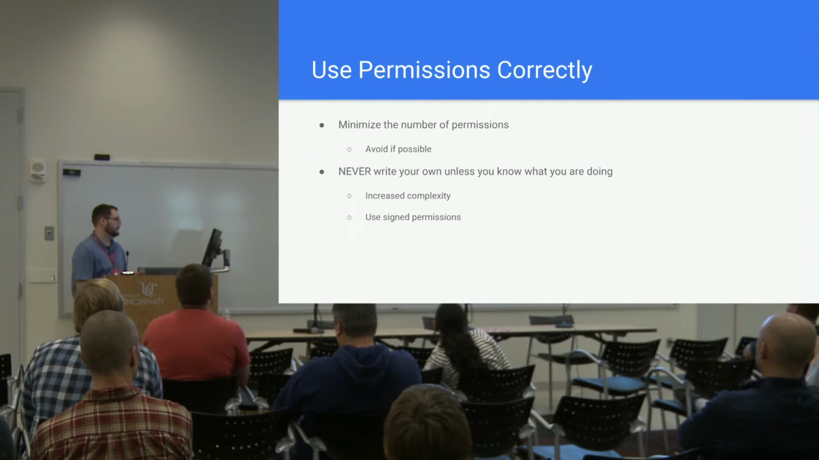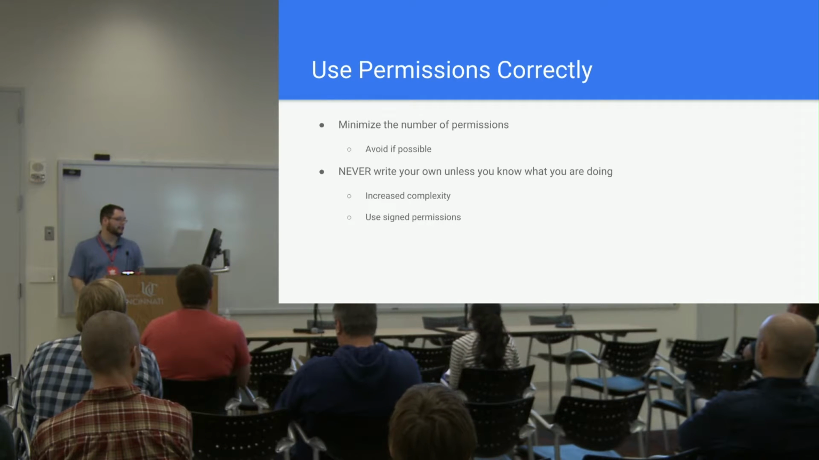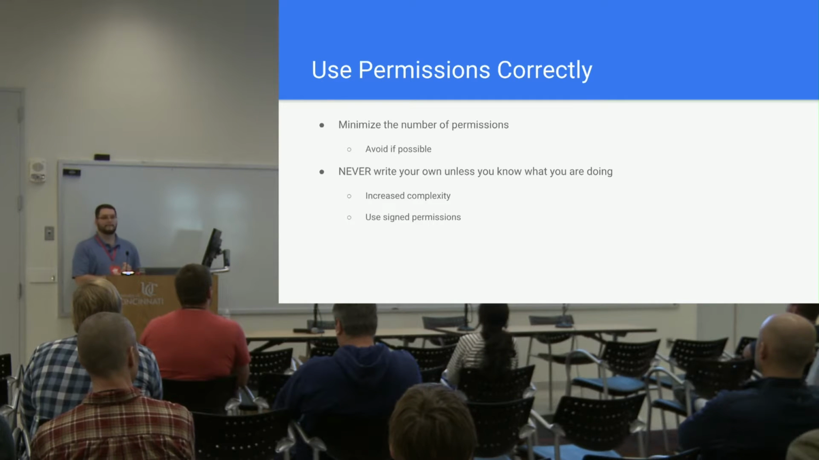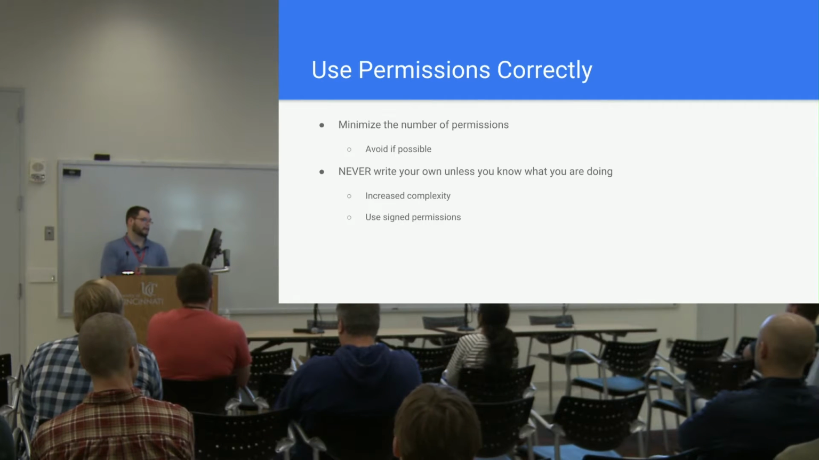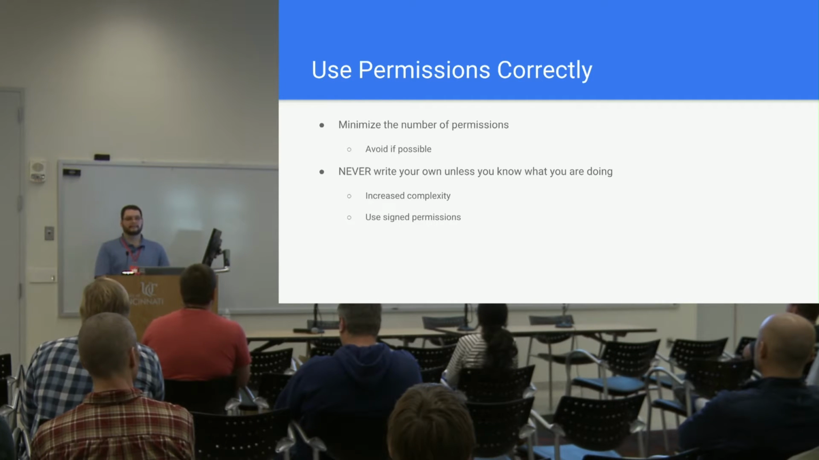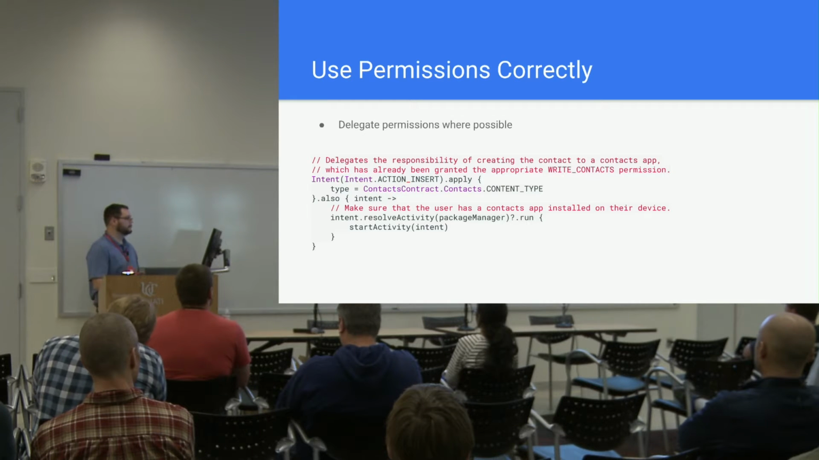Cool. Use permissions correctly. Basically, the correct way to do this is to minimize the number of permissions in general. Avoid using that permission where possible. And definitely never write your own unless you know what you're doing. It adds an incredible amount of complexity. And then if you do that, you need to make sure you're using signature permission. So we'll look at that.